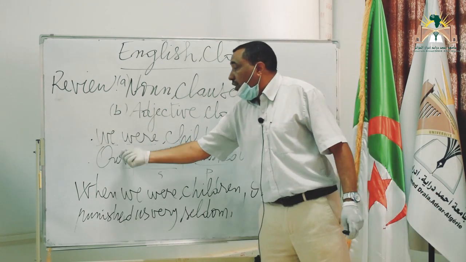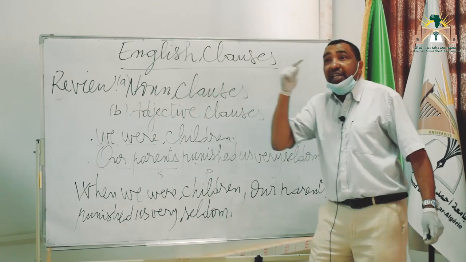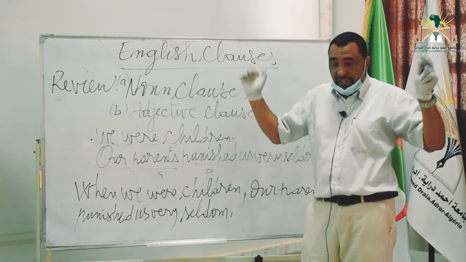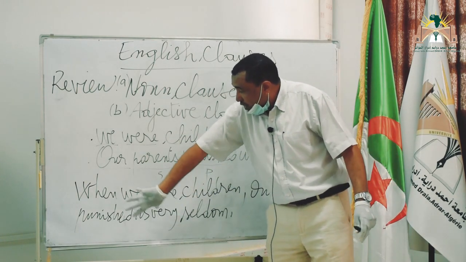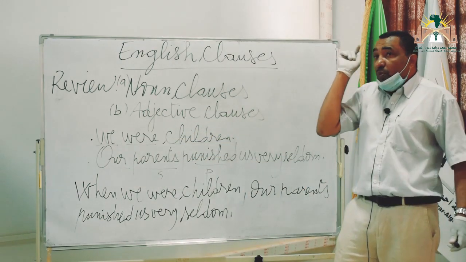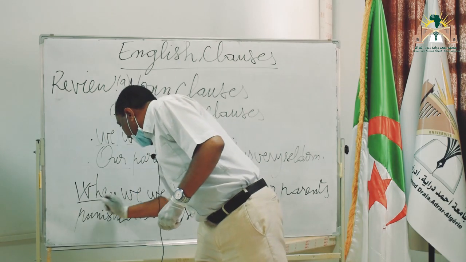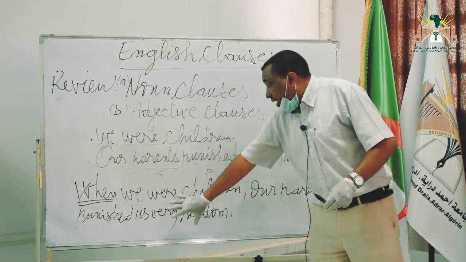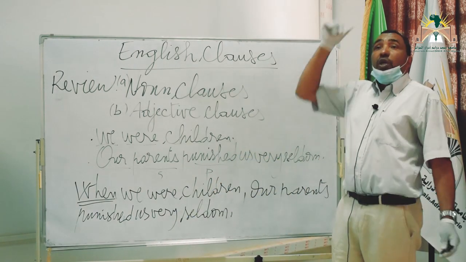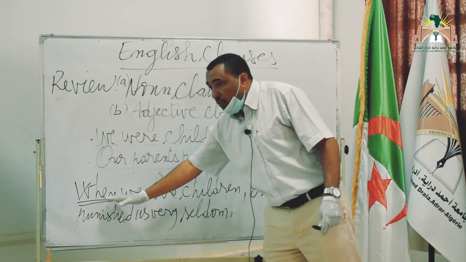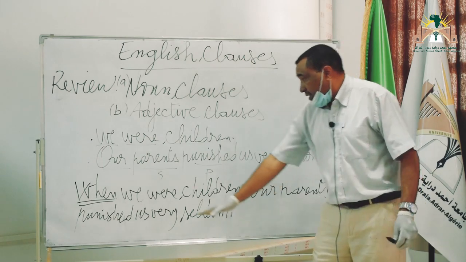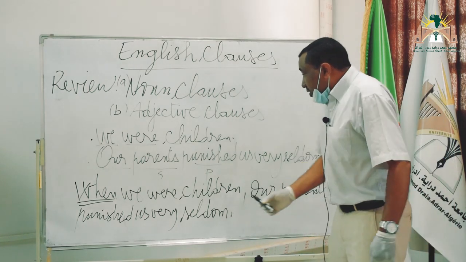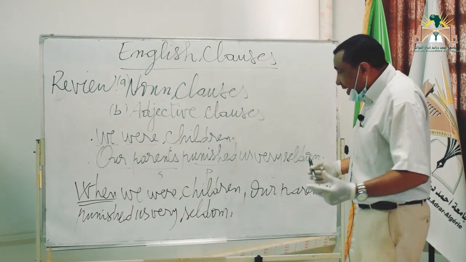We combined the two sentences to express a given idea. Here we've got two ideas separated, but here there is a combination of both sentences to express time. So our parents punished us very seldom. When? When we were children. Or, when we were children, our parents punished us very seldom. Clear? So here we have a complex sentence.